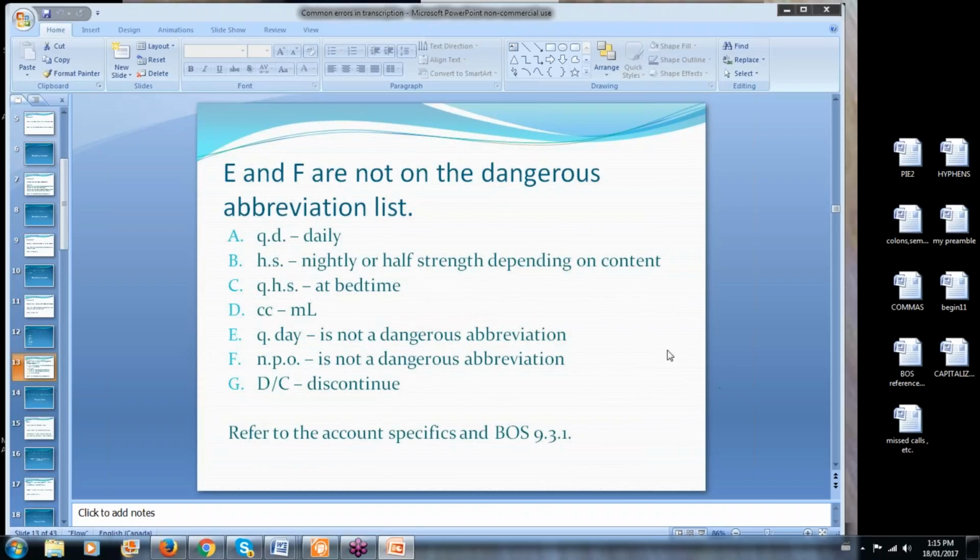So if he says the patient takes his lisinopril HS, well, you know, it's nightly or every night, however he wants to put it. And QHS, also a dangerous abbreviation. CC is a dangerous abbreviation. Always put mL when they dictate CC. Okay, and DC, another dangerous abbreviation. Always type discontinue. And you can refer to the account specifics, which will refer you to BOSS 9.3.1.